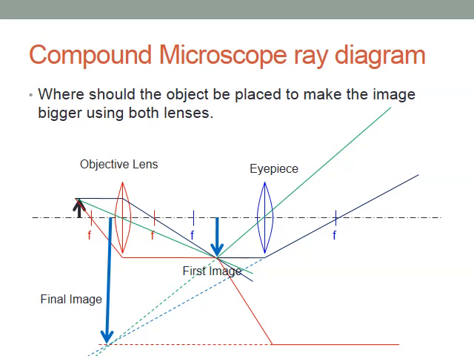So take a moment and try and draw this ray diagram for yourself on your own notes, because this is something you need to be able to produce. Sometimes there are test questions where it just says draw the ray diagram for a compound microscope. It's like 3 or 4 points.